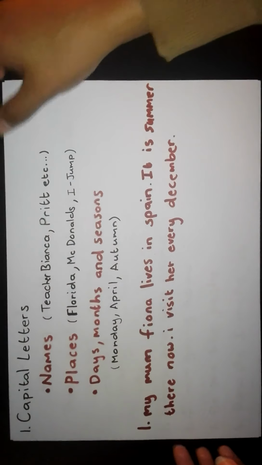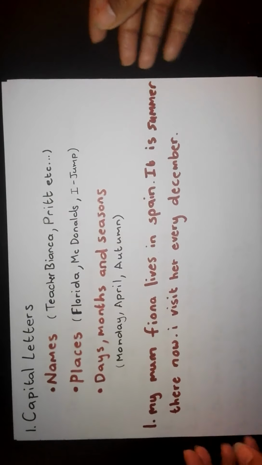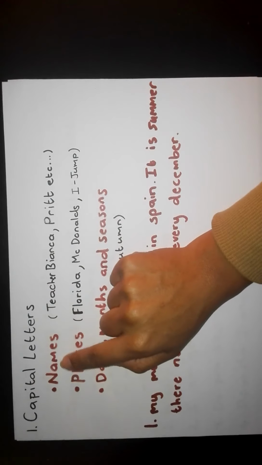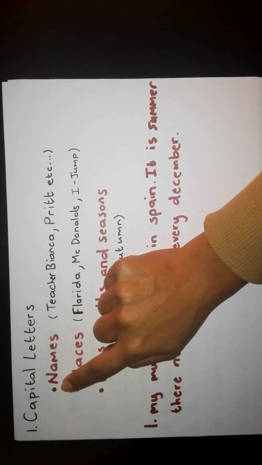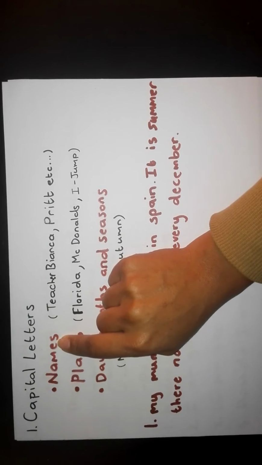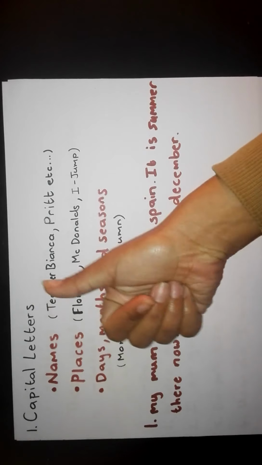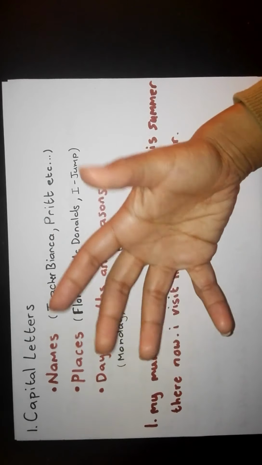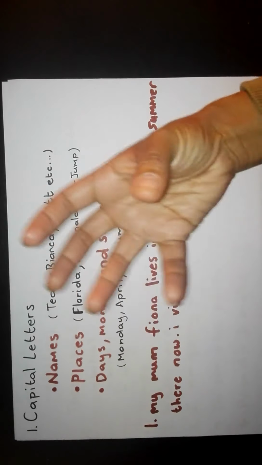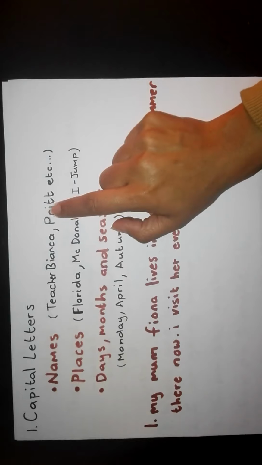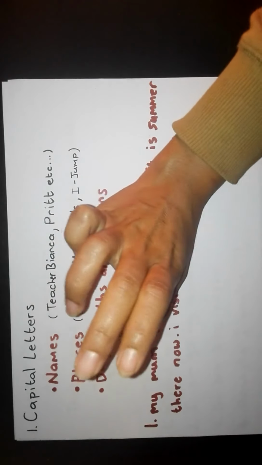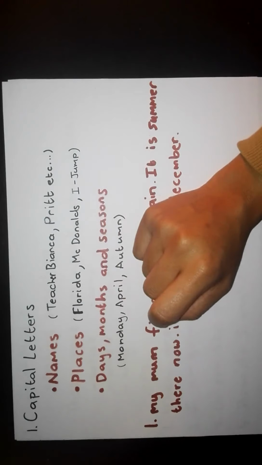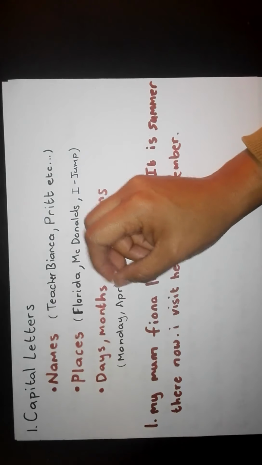Okay, so capital letters, right? We did them before. I just want to remind you what they are. You use a capital letter when you put names in a sentence. So names of people, like I put your teacher Bianca, or names of things that you buy, so I put here Prit, your glue. If you look on your glue, you will see that it says Prit. That is the name of the glue, okay, and that name is Prit.